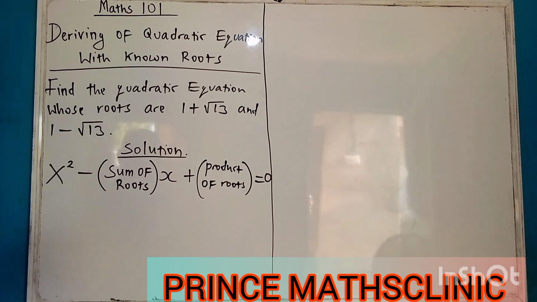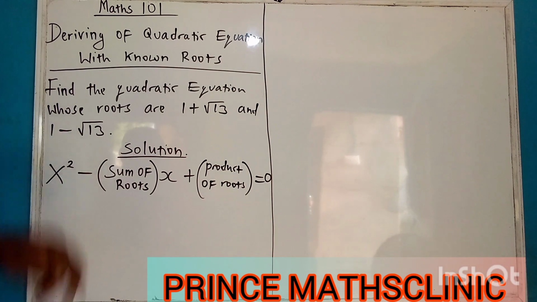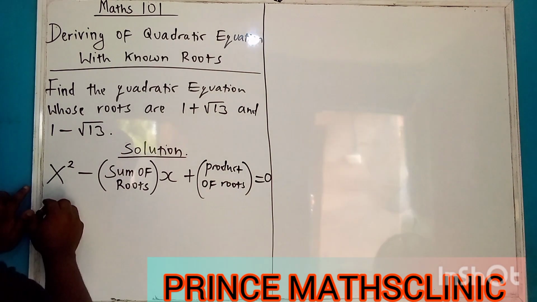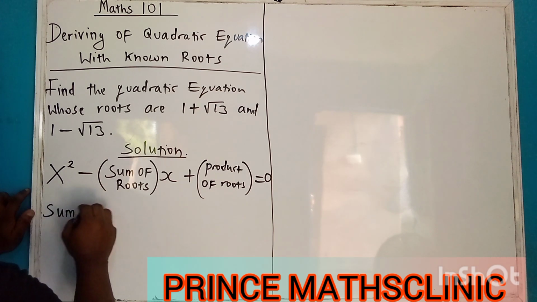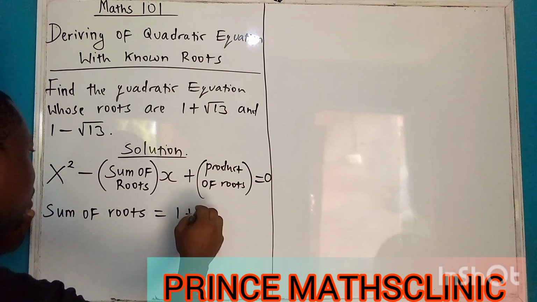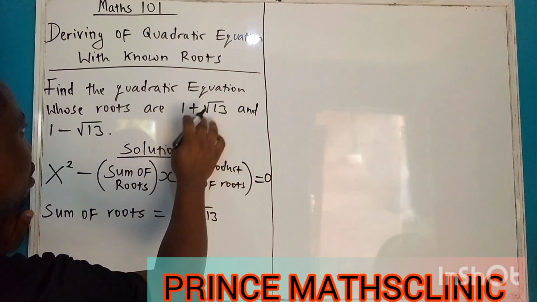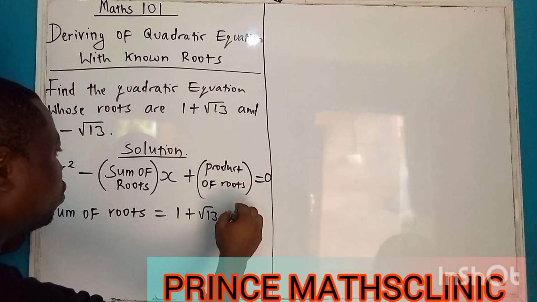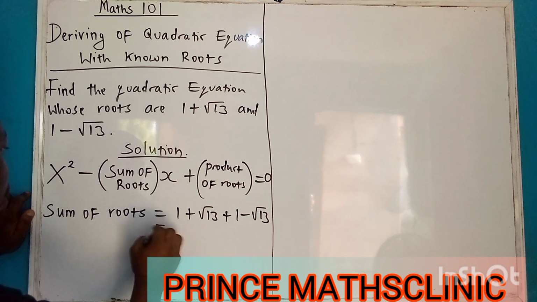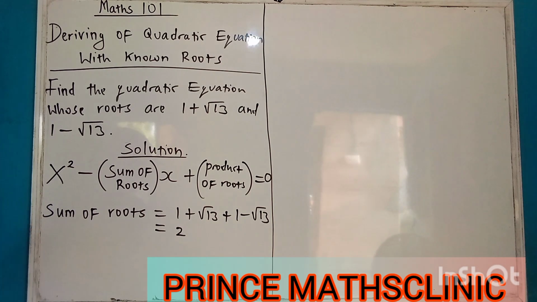Now, the roots that we have here are 1 plus root 13 and 1 minus root 13. So can we look for the sum? Yes. So what's the sum of the roots? Sum of roots will now be 1 plus root 13 plus 1 minus root 13. Now, what do we have? 1 plus 1 is 2. Root 13 minus root 13 is 0.